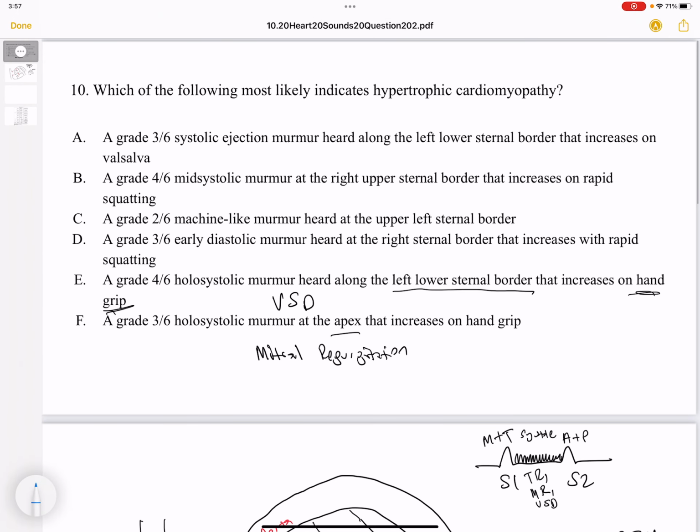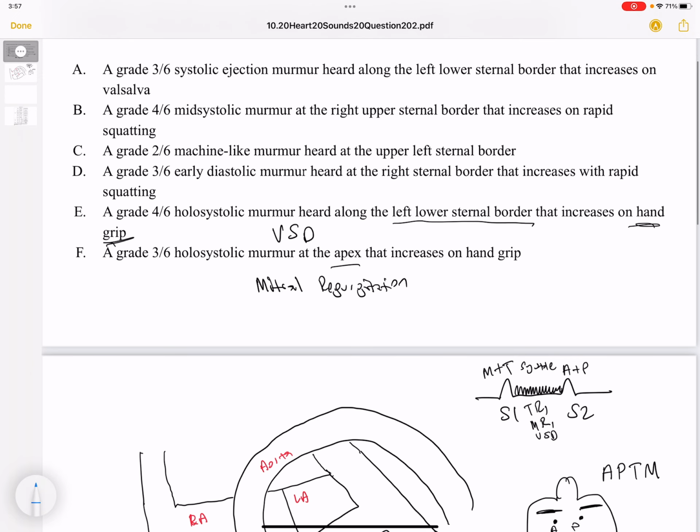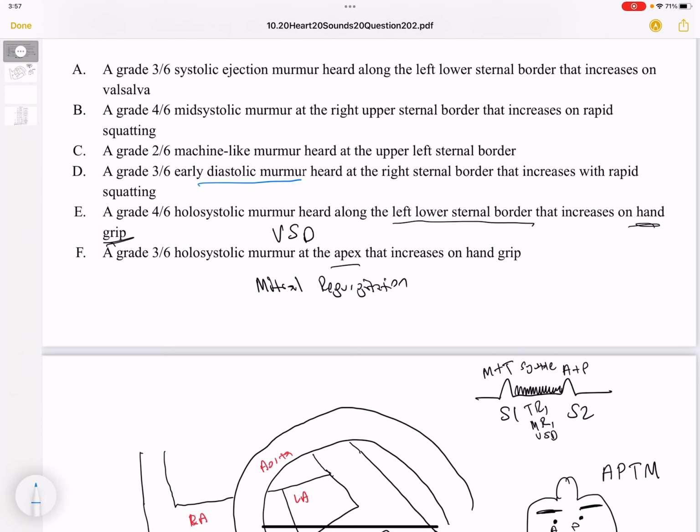Now let's look at answer choice D. A grade 3 out of 6 early diastolic murmur heard at the right sternal border that increases with rapid squatting. Now we're talking about diastolic murmurs. And another key piece of information that this answer choice tells us is that the murmur happens at the right sternal border, and it's going to increase with rapid squatting.